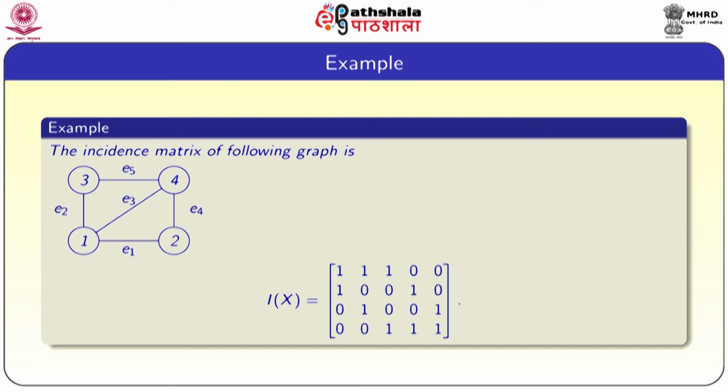Similarly, row 2 is related to vertex 2. So, the vertex 2 is incident with edge E1 as well as edge E4. So, here we have 1 0 0 1 0. If you look at this matrix carefully, each column contains 2 ones and the number of ones in each row gives the degree of the vertex, etc. Now, we will see properties of this incident matrix.